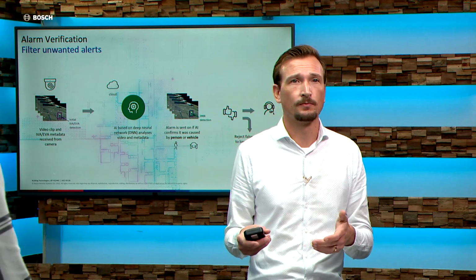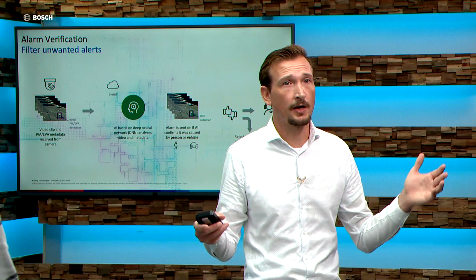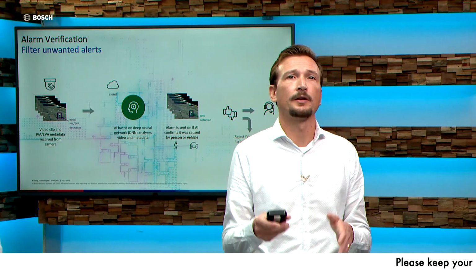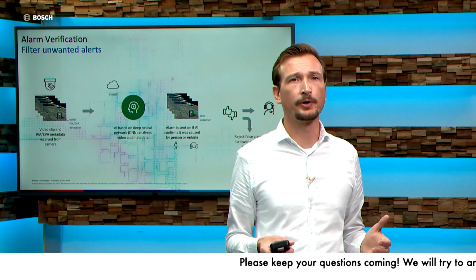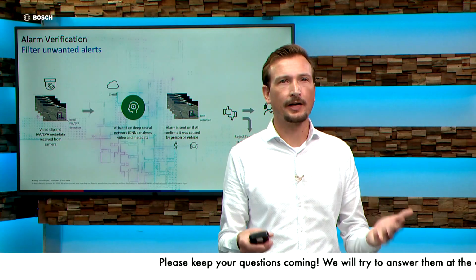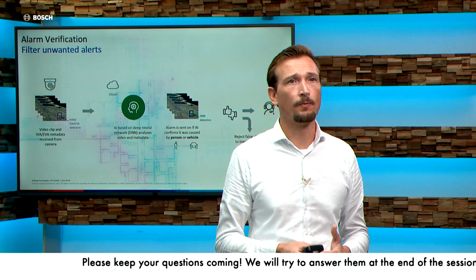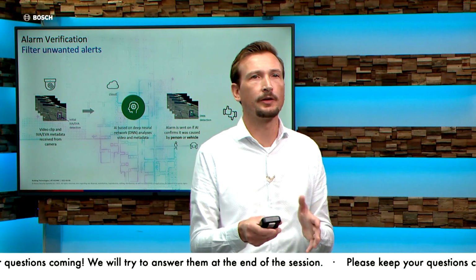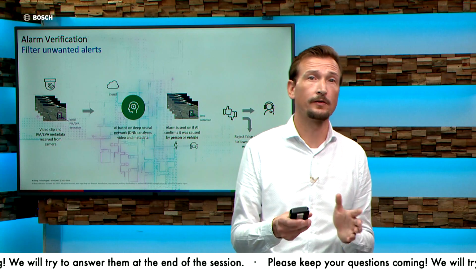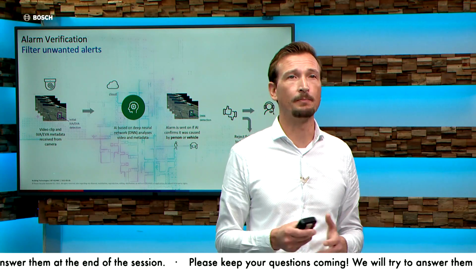But if there is no person, maybe just a small animal, then the event could be rejected, just not presented to the operator, or deprioritized in the list. So then we really make sure that the operators are looking at the events that are true, or the things that really matter.